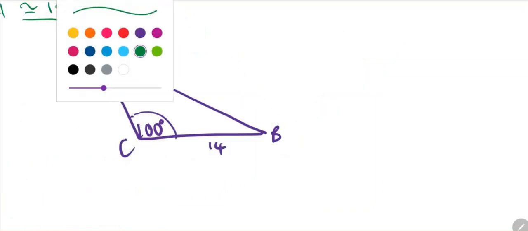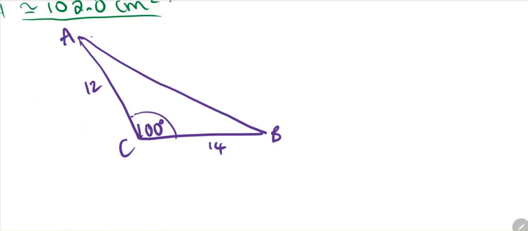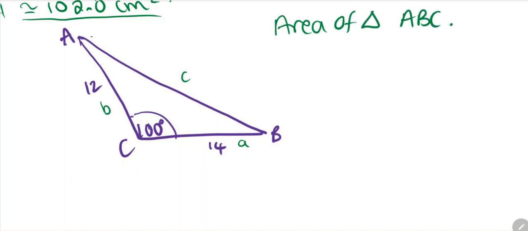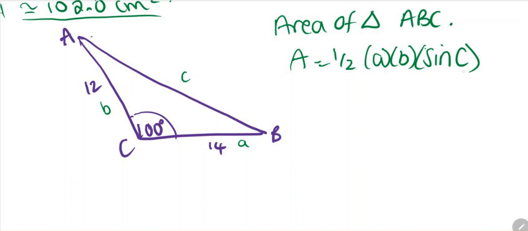Okay, we have another question. So we're going to label our triangle. So opposite big C is little c, opposite big B is little b, and opposite big A is little a. This time we know angle C is 100, so we're going to find the sine of C. So the area of triangle ABC is going to be a half multiplied by the other two sides, which is a and b, and then we're going to multiply by the sine of C.